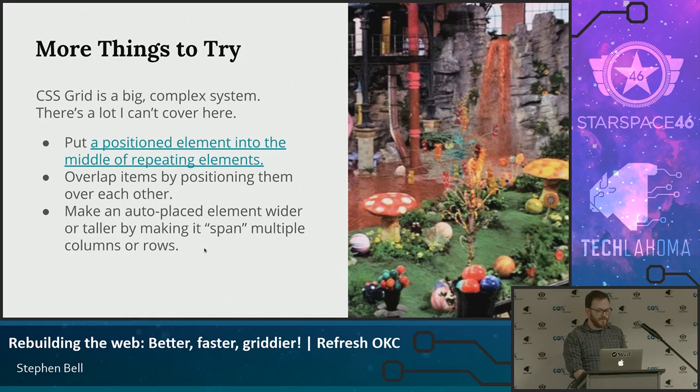Make an auto-placed element wider or taller by making it span multiple columns or rows. So in the example I did earlier of the portfolio, maybe I have one image that's really wide, so I can make that one span 2 columns. I can't remember what it is now, grid-column span 2, something like that, where you can just make it go across the whole thing. The order stuff makes it really nice because you can take an element from anywhere in your list of portfolio, make it the first one, make it twice as high, make it twice as wide. It just lets you shuffle things around.